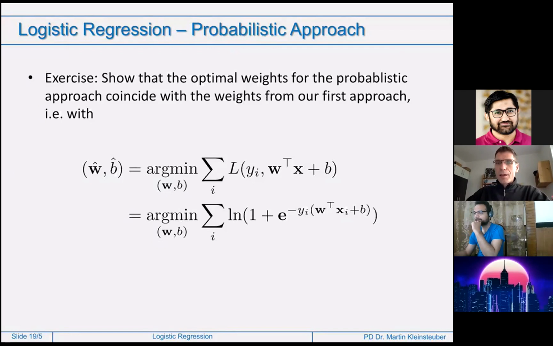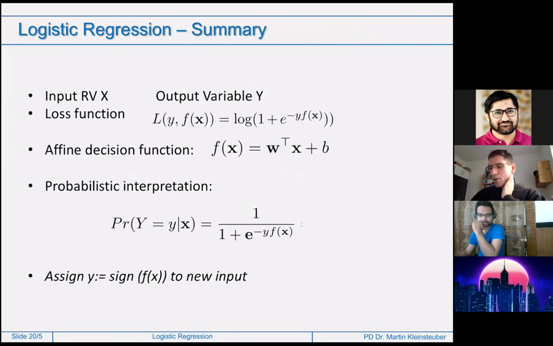Okay, good. So there were some questions to the tutorials. I will ignore them. So logistic regression, let's summarize it so far. We had our input random variable x. This random variable x was in R^p, and we can sometimes also go to homogeneous coordinates.